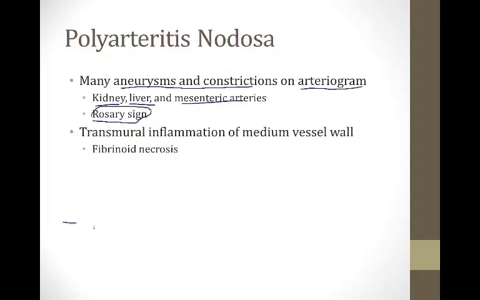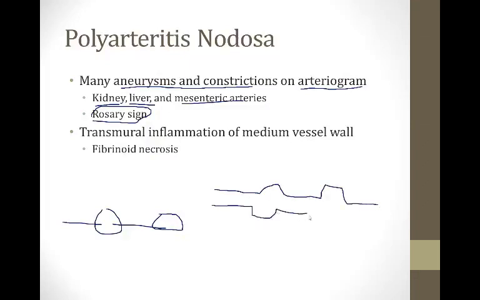So you may know that a rosary is a series of beads on a string like what I'm drawing here. So what you see when you do an arteriogram is a series of bulges like this, represented by the aneurysms, and that's called a rosary sign. And if you see that when you inject dye into the arteries supplying the liver or the mesenteric arteries, that is suggestive of polyarteritis nodosa.